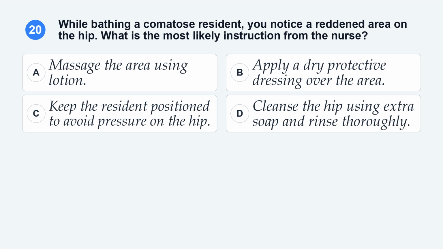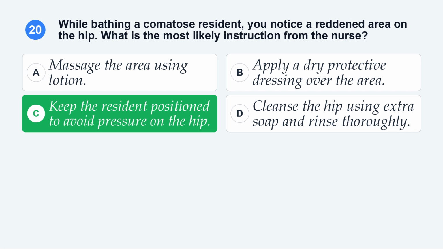Question 20. While bathing a comatose resident, you notice a reddened area on the hip. What is the most likely instruction from the nurse? Option A. Massage the area using lotion. Option B. Apply dry protective dressing over the area. Option C. Keep the resident positioned to avoid pressure on the hip. Option D. Cleanse the hip using extra soap and rinse thoroughly.